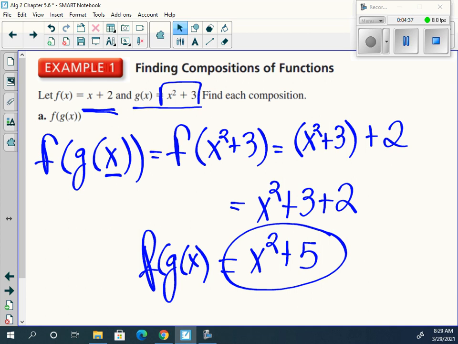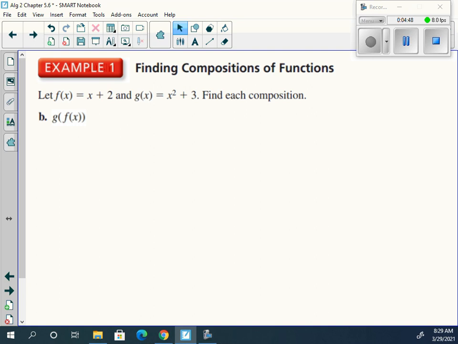Questions on this here? Is this kind of making sense how we do this here? It's one step to the next. Okay.